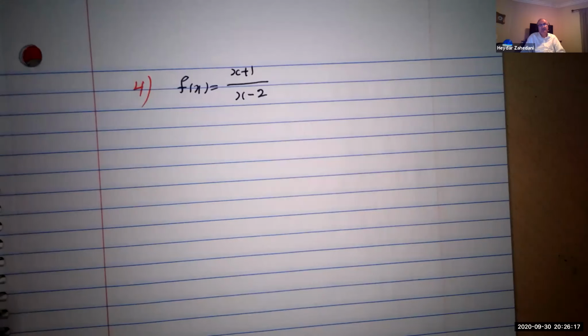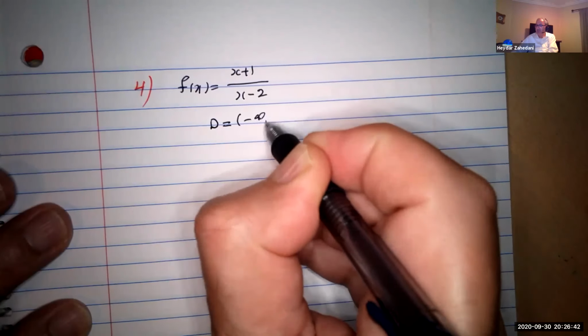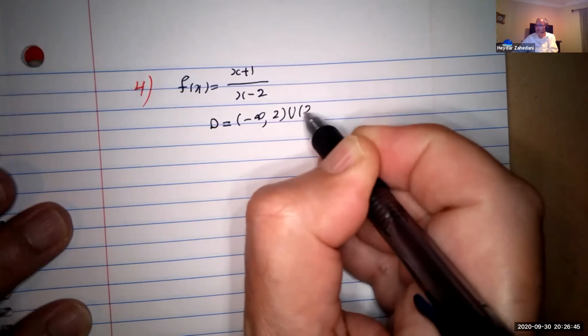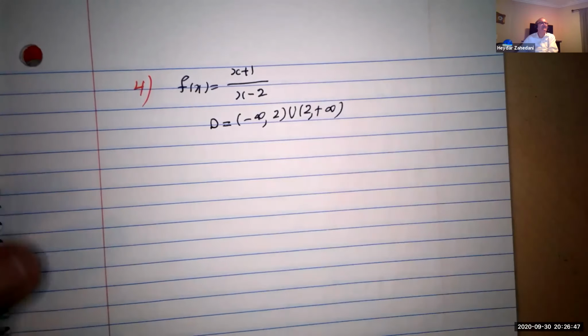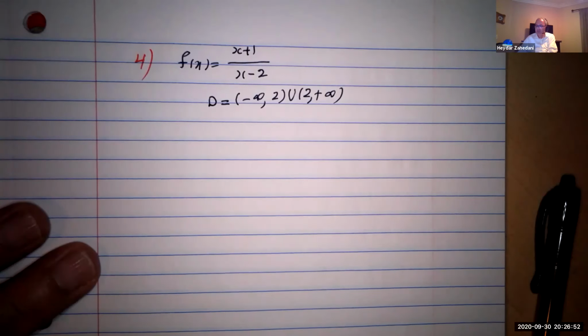You know that it's a rational function. You've got to be careful. You make sure that the denominator is not equal to 0. Denominator would be 0 at x equal to 2. So the domain of this function would be all real numbers except 2. Negative infinity to 2 union with 2 and positive infinity. That's the domain. Let's try to see if we can find the inverse of this function.